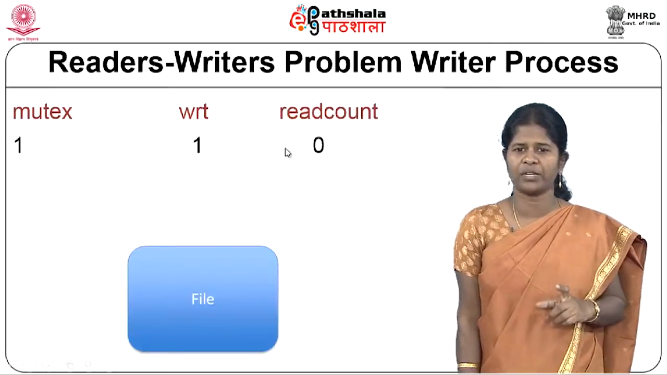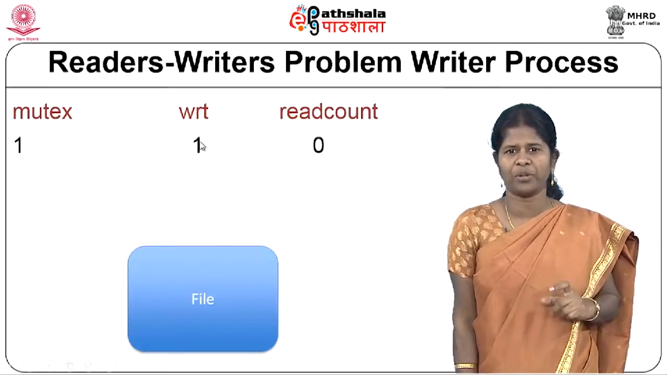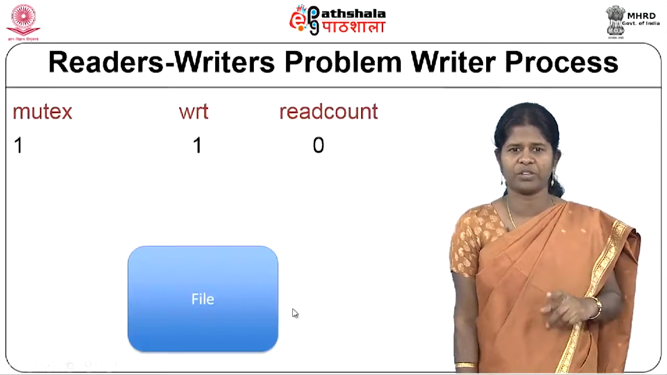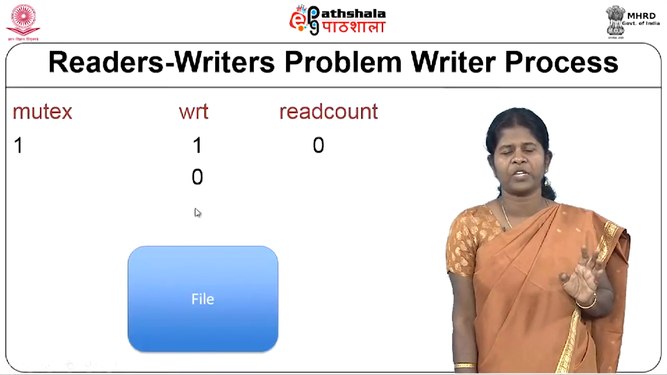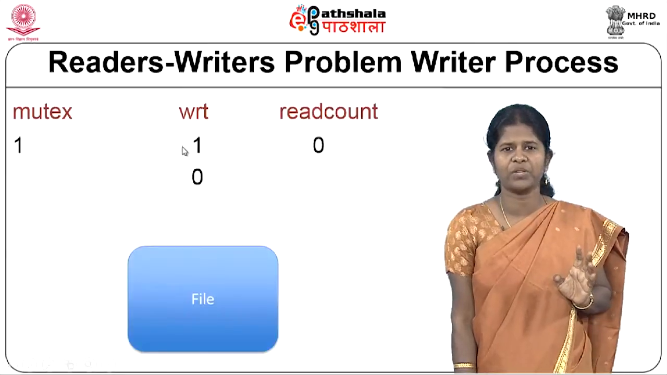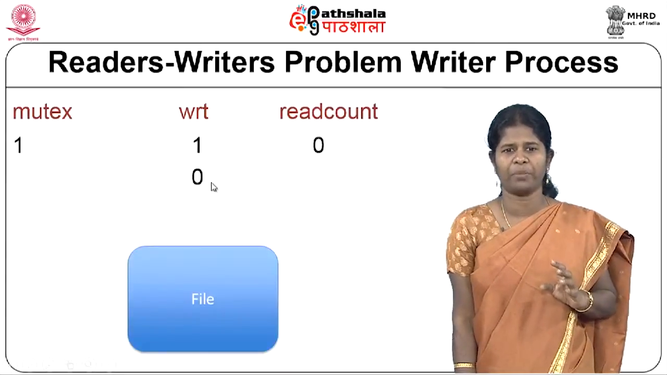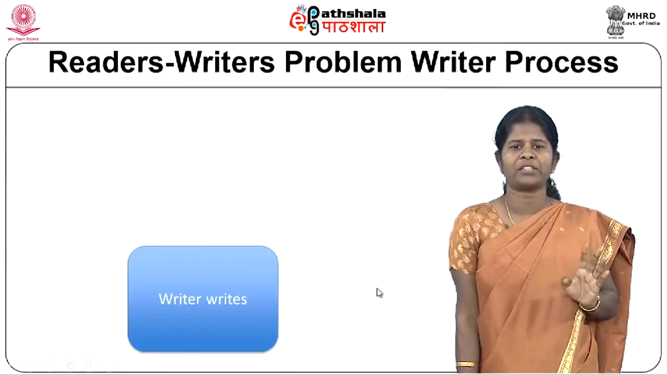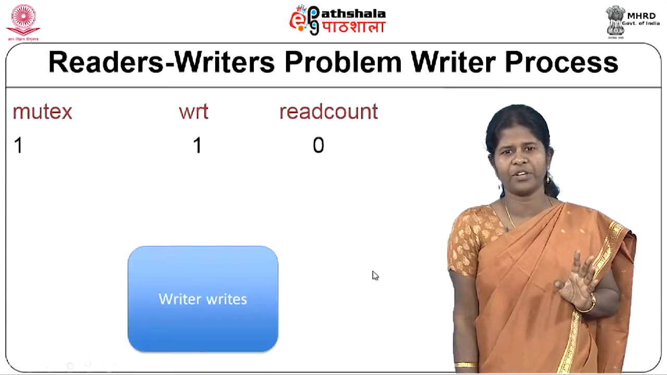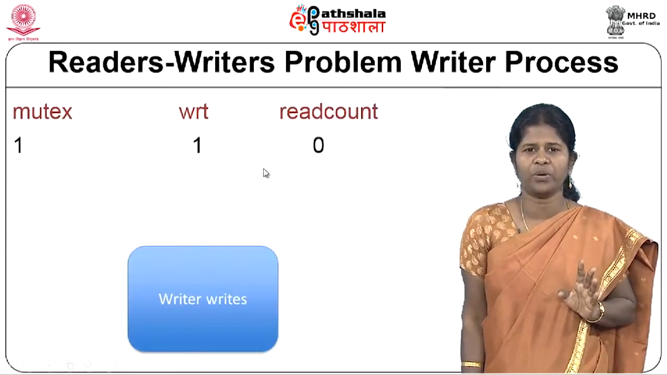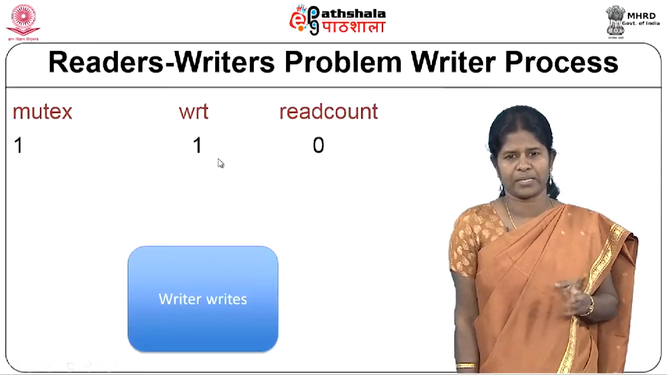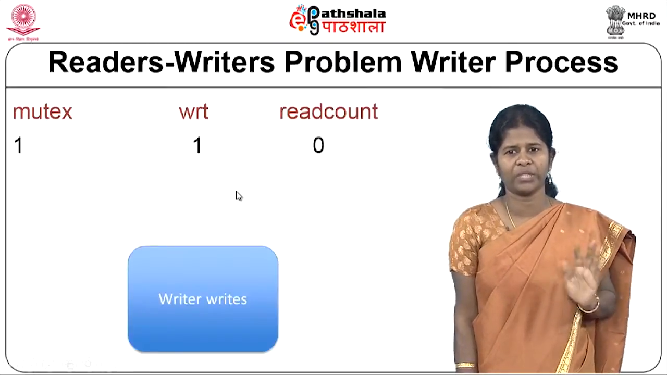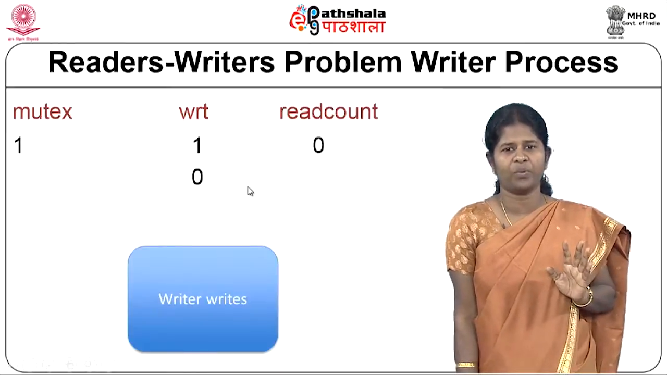So, what should the writer do? The writer should wait on WRT, then write into the file. After finishing writing, it can signal WRT. When it executes wait on WRT, the value 1 becomes 0 and the writer can write. And after writing, what should it do? It should increment the value of WRT and it can exit. So, this is how the writer's algorithm works.